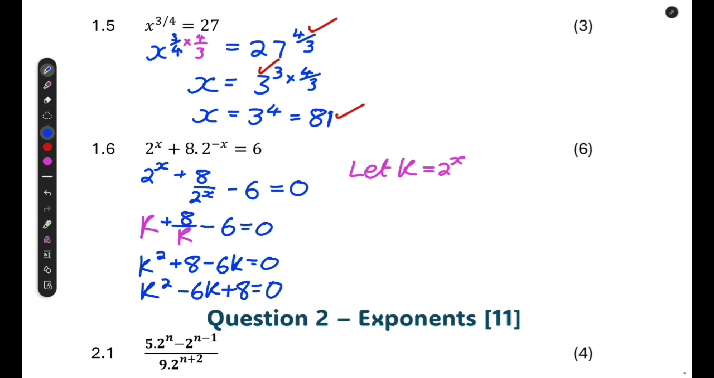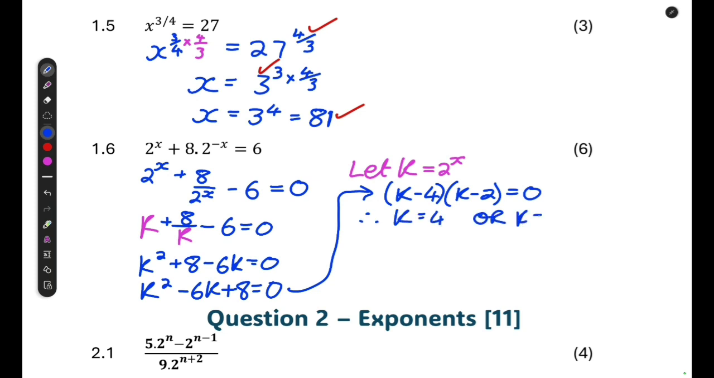Okay, so I gave myself way too little space. So I'm just going on there. And the next step is to solve this trinomial. So what times what gives me 8? If I add them, it must give me 6. So this is K minus 4, and this is K minus 2 equals 0. Therefore, K equals 4 or K equals 2.